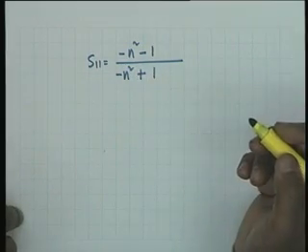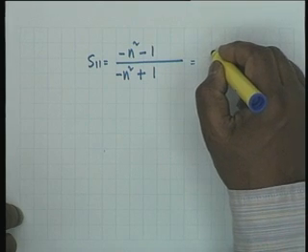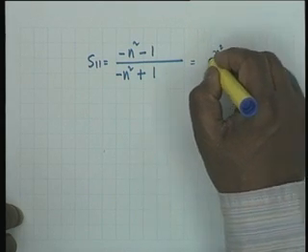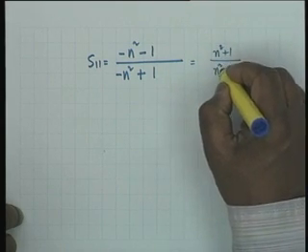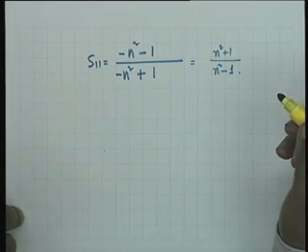That is equal to N squared plus 1 divided by N squared minus 1. No? N squared, that's what I wrote. N squared minus 1. Okay.